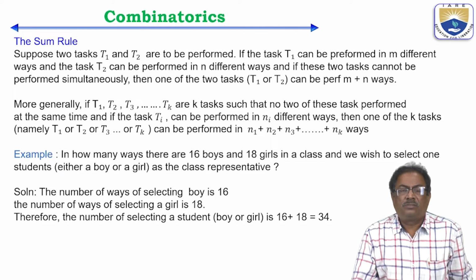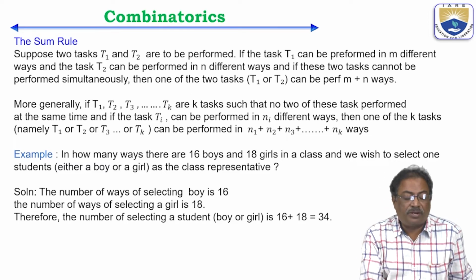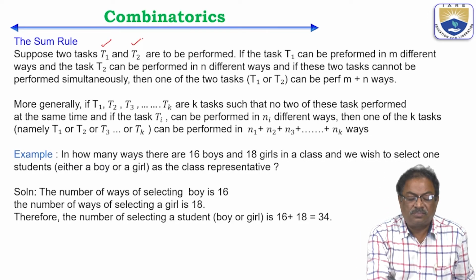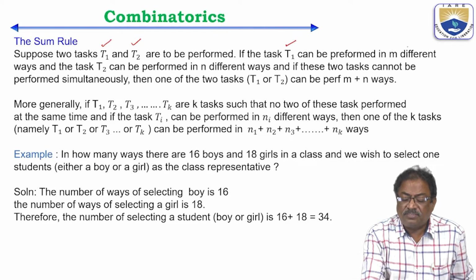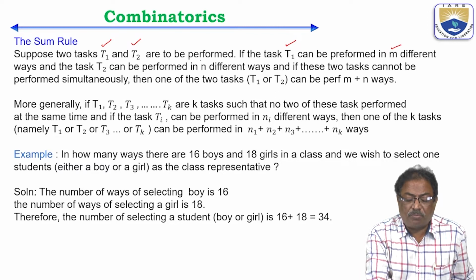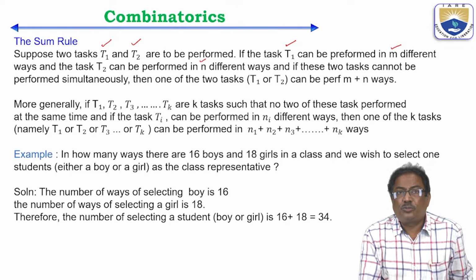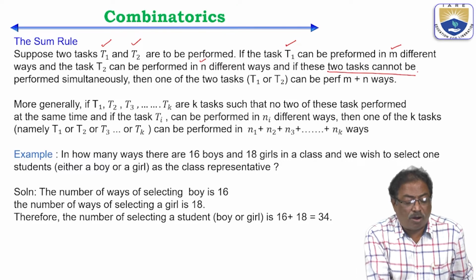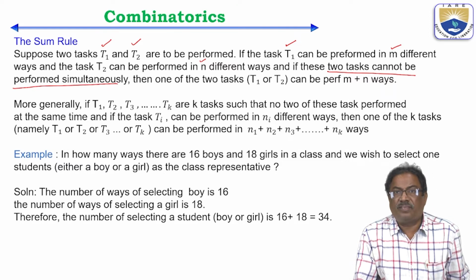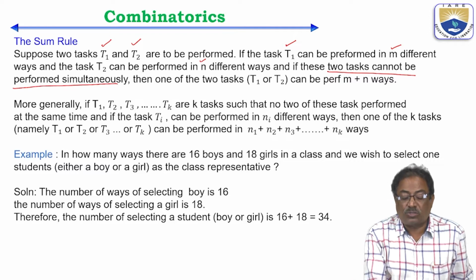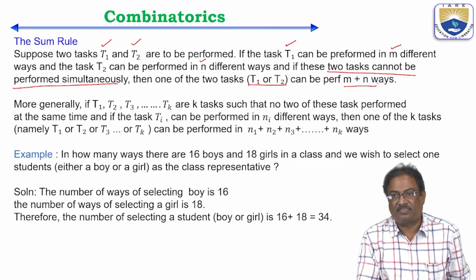The sum rule: suppose T1 and T2 are any two tasks. T1 can be performed in m different ways and T2 can be performed in n different ways. Then if these two tasks cannot be performed simultaneously, any one of the two tasks can be performed in m plus n ways.